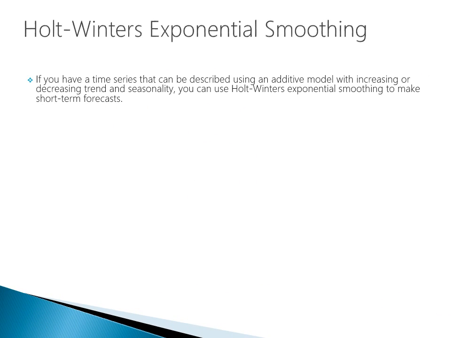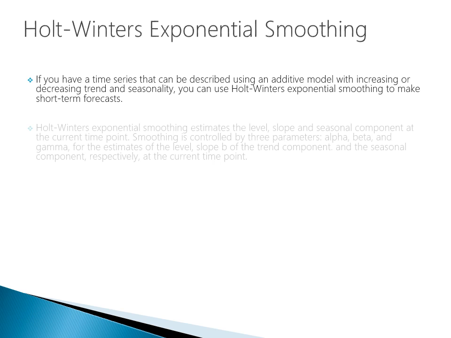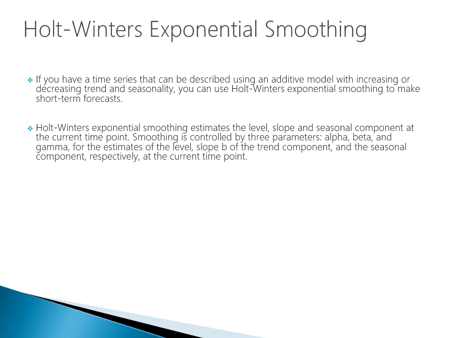If we have a time series that can be described using an additive model with increasing or decreasing trend in seasonality, we can use Holt-Winters exponential smoothing to make short-term forecasts. Holt-Winters exponential smoothing estimates the level, slope, and seasonal component at the current time point. Smoothing is controlled by three parameters, alpha, beta, and gamma, for the estimates of the level, slope b of the trend component, and the seasonal component, respectively, at the current time point.